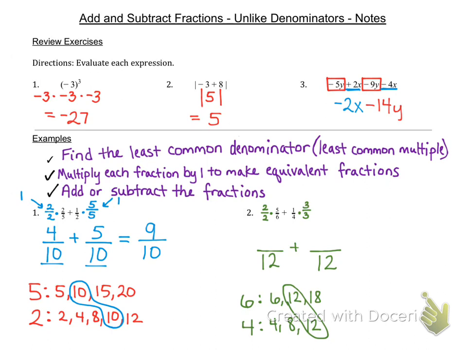So now, starting with the left fraction, I have 2 times 5 is 10, and 2 times 6 is 12. With the right fraction, I have 1 times 3 is 3, and 4 times 3 is 12. Now I have like denominators, so 10 plus 3 is 13, and keep the denominator the same.